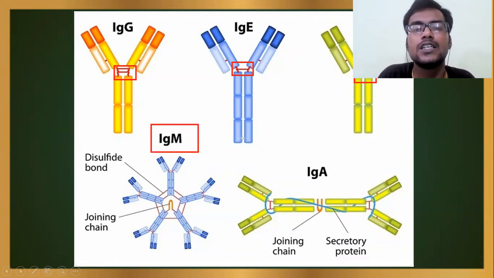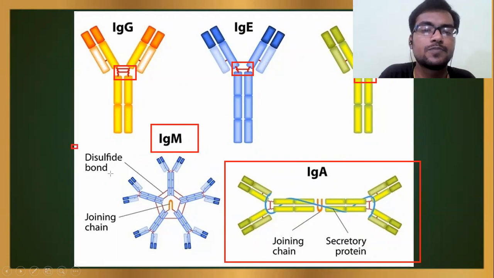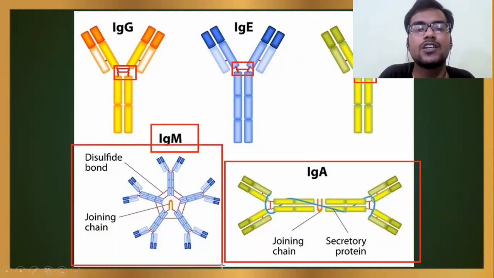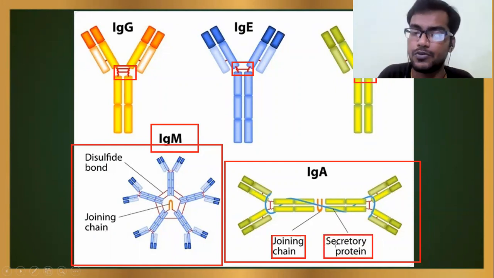This is a monomeric structure. This is also monomeric. This is a dimeric structure. This is a pentameric structure. Five monomeric units join through the joining chain, and that forms the IgM structure. This is IgA. This is a dimeric structure. Two monomeric units join through the joining chain, and they can be secreted from the mother's mammary gland. That's why this is also known as a secretory protein, a secretory immunoglobulin.